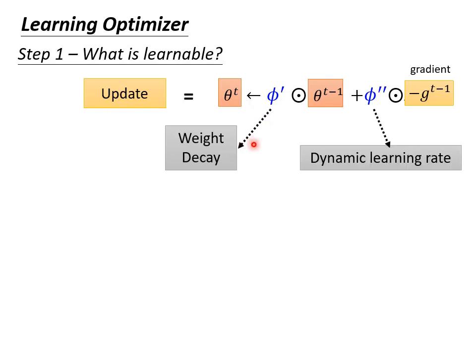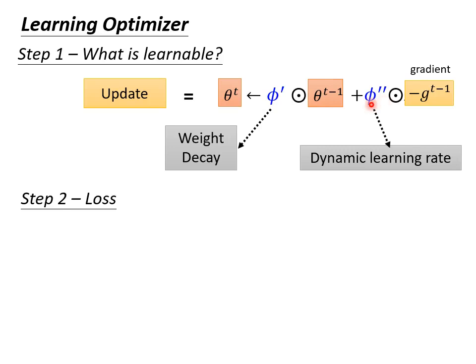Phi double prime is the adaptive learning rate. This phi double prime can be learned from the data. It can give different dimensions of the gradient different weights. It can give different parameters different weights. So this phi double prime is the adaptive learning rate. Phi prime and phi double prime are what we are going to learn.